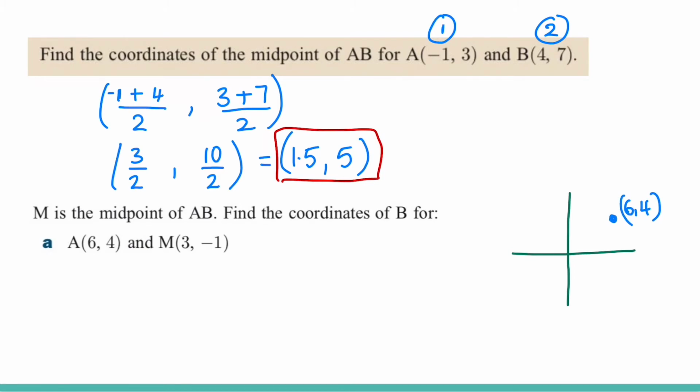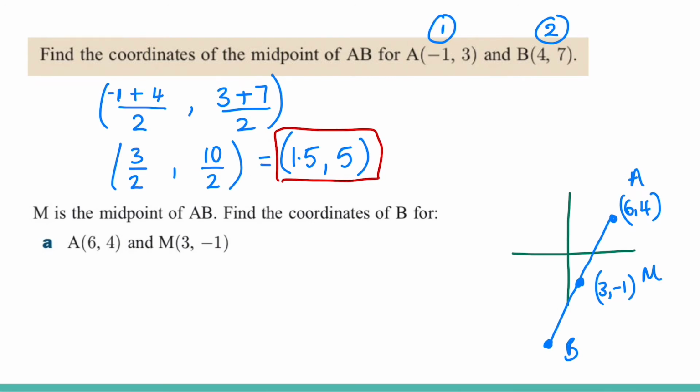And M is the coordinate 3, -1. So very roughly, that's somewhere here. And I'm trying to find B. Now M is the middle of the line AB. So that must mean that B is somewhere down here for M to be in the middle. So I've got the coordinate A, which is 6, 4, the midpoint 3, -1, and then B. So I now need to try to find where is B.